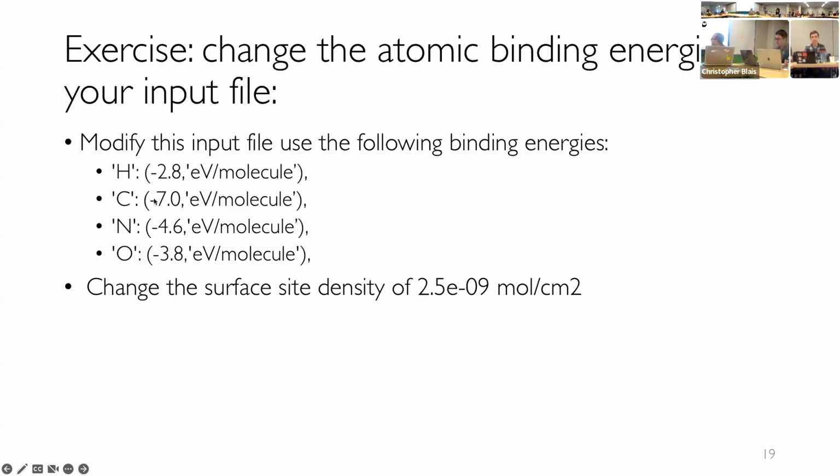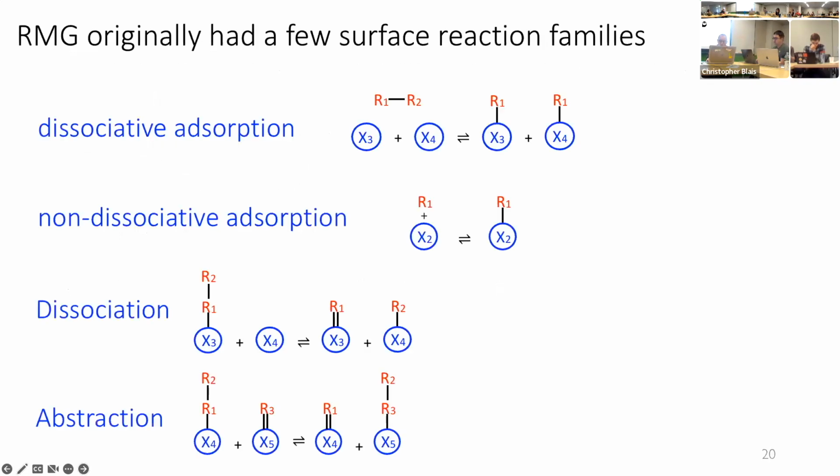So it's kind of six of one, half a dozen of another, because the input file specifies platinum 111, but more or less it's just to have you put them in yourself. You can put in these binding energies and then also a surface site density of 2.5 times 10 to the minus 9. And I'll be sending out an answer input file that you can check your answers against. So again, don't worry if you're having trouble keeping up.